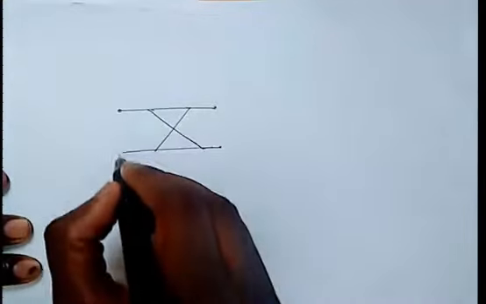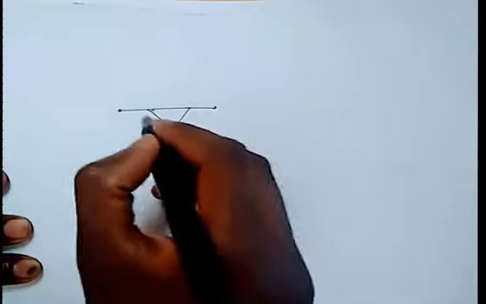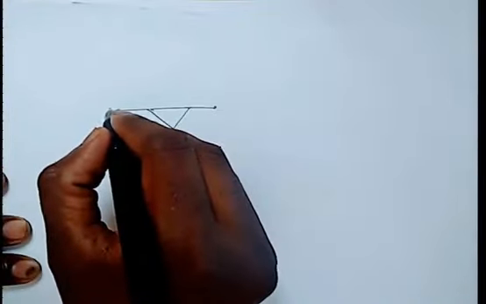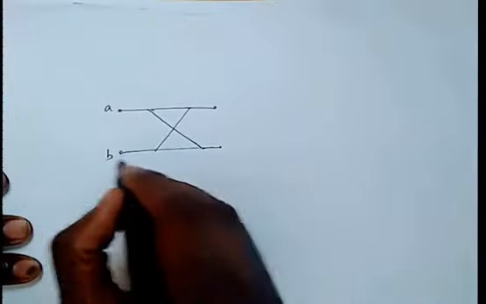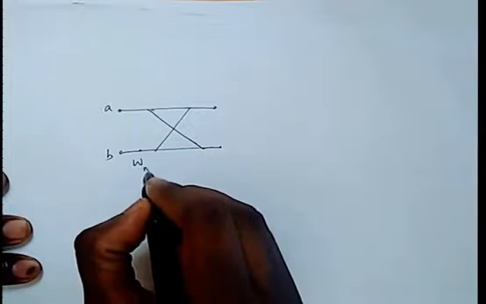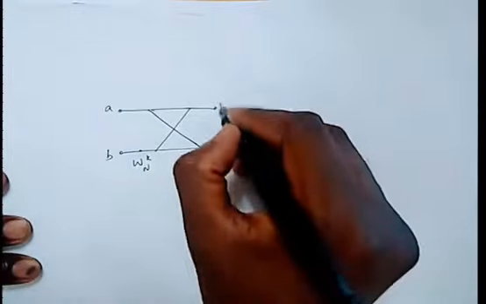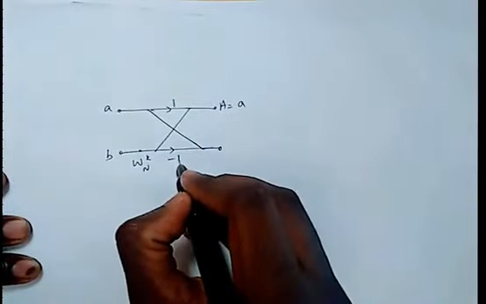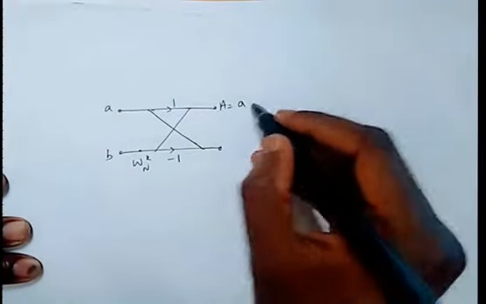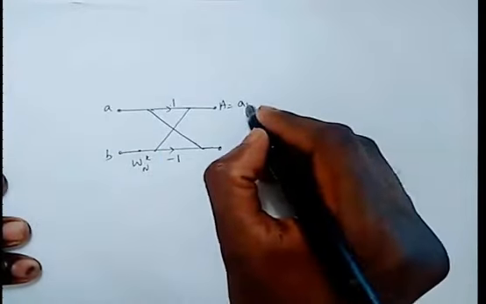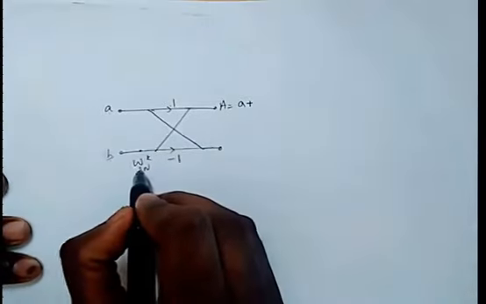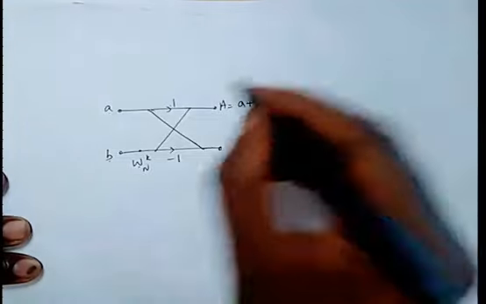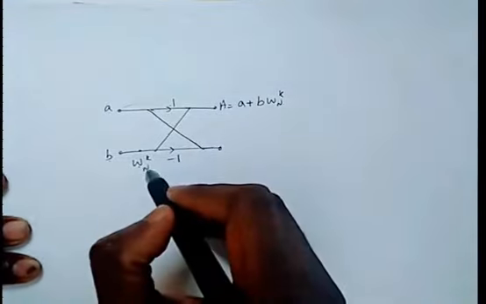For a DIT FFT, the basic method is this: if this is your input A and this is your input B with weight W_N^K, the output at this point is A. Here the weight is going to be 1 and here the weight is going to be -1. So the output at the top is A into 1, which is A, plus B into W_N^K.